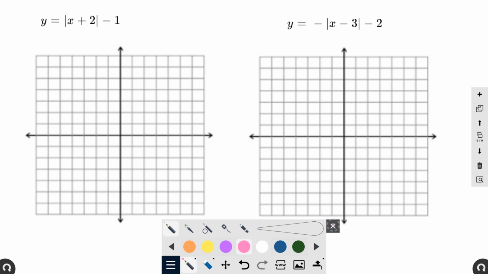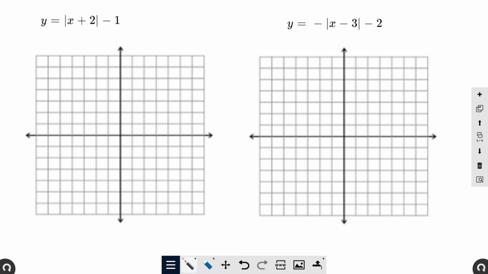All right, let's start with this first one and get a good description for us. So how would you describe the transformation of this? Well, down one, I heard that first. Now, this one doesn't have a reflection because it doesn't start as negative. But down 1 works. What else? And left 2. So this one is still going to open up because it doesn't start with a negative.